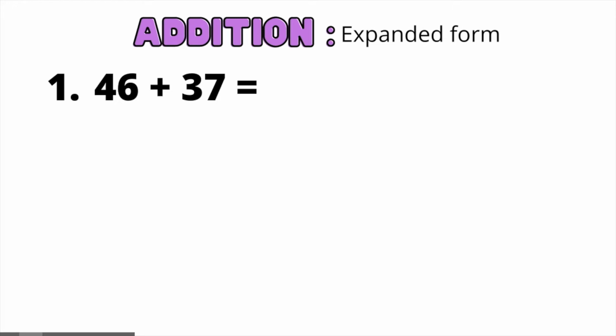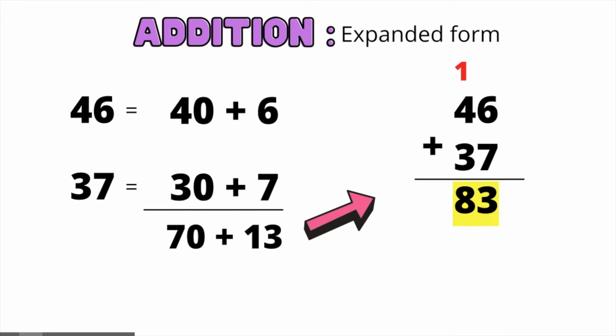Again, we have the expanded form. This is horizontal. We cannot add like this. Let's change it to vertical. So let's look at this a little closer. 46 equals 40 plus 6. 37 equals 30 plus 7.